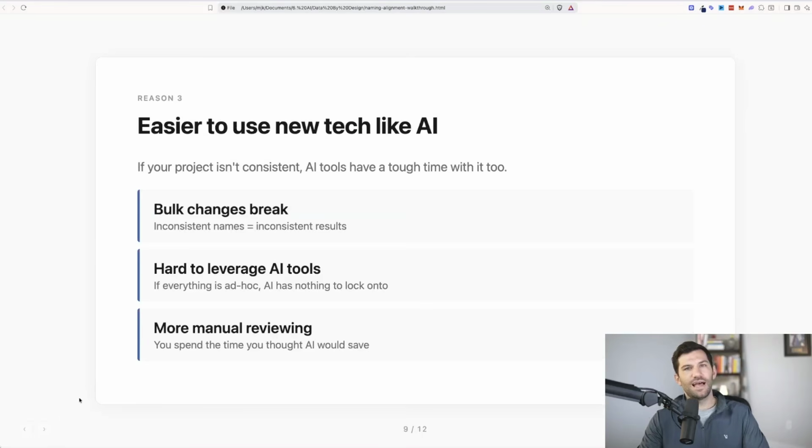All right, so number three, the last reason here, is that it's actually going to be easier to use new tech like AI when you have things more organized and consistent. Just like onboarding a human is going to be more difficult and challenging if you don't have consistency, just like we talked about in the previous reason, the same is true for AI coding agents and coding tools. If your project isn't consistent, AI tools have a tough time with it too. It has to try to figure it out on its own. The difference between a human and an AI tool is that the AI tool is just going to run with it and do something on your behalf.